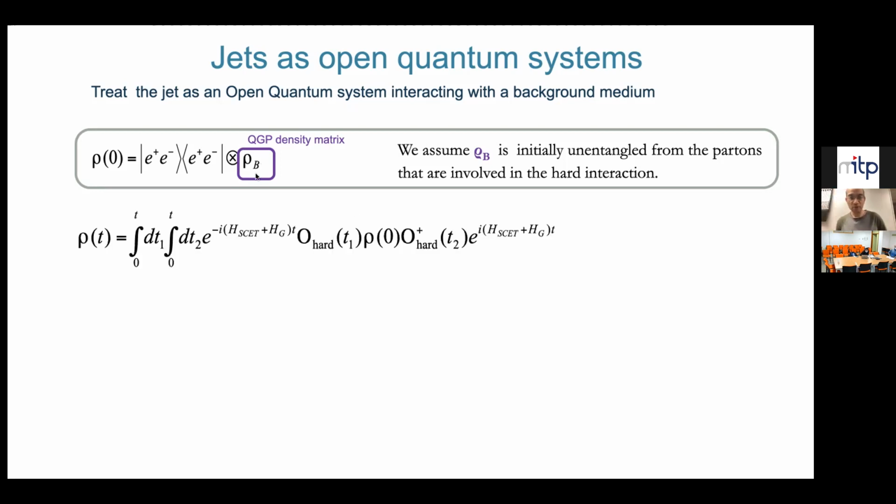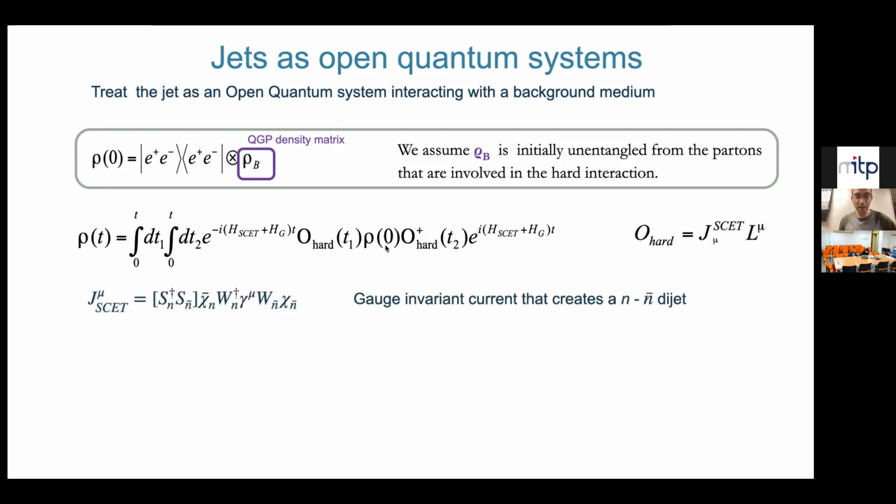Okay, so once we have the initial state density matrix, what I can do is create my dijet using a hard operator. So it's a gauge invariant operator, which will create two hard jets, one in the Z direction and one in the minus Z direction, starting from my initial state density matrix. So that's what this operator is going to do. This is a gauge invariant current that will create the N bar dijet.